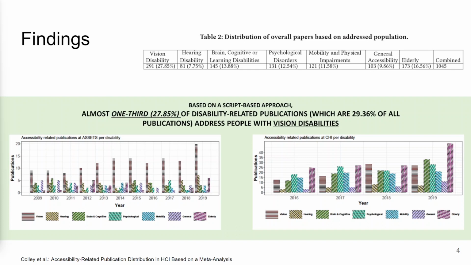The main finding is that 29.36% of all papers address disabilities. Of these, 27.85% address visual disabilities. The focus on disabilities varied strongly between conferences. For example, at CHI, 20.49% of the papers addressed disabilities, while for AutoUI this was only 2.2%.